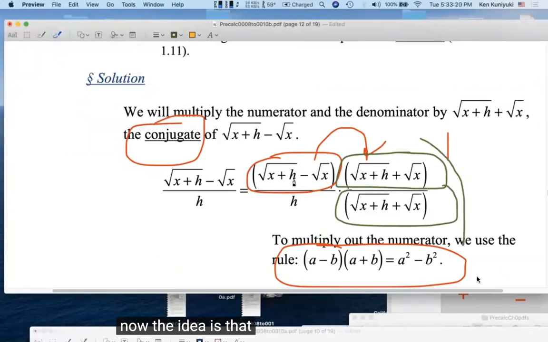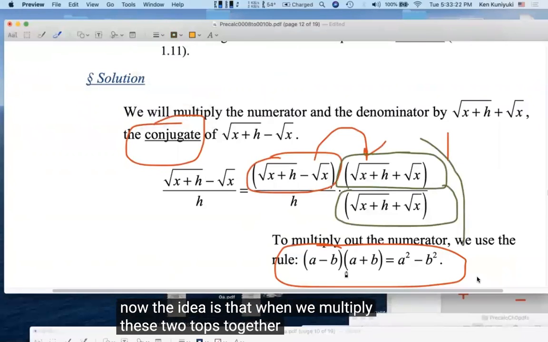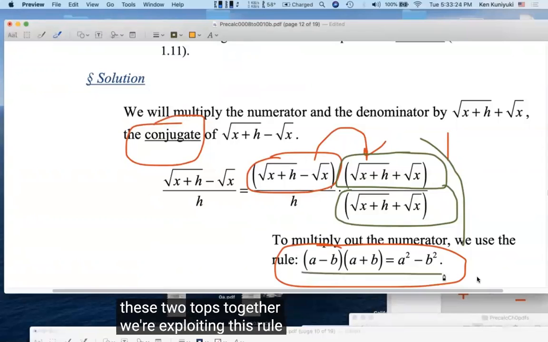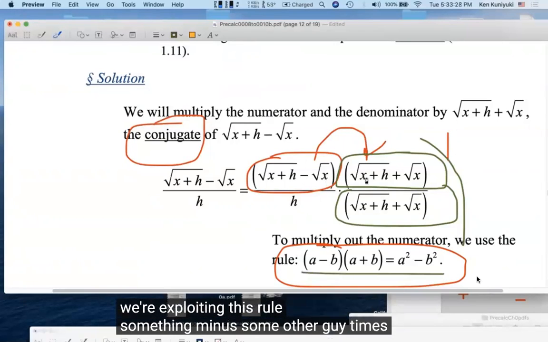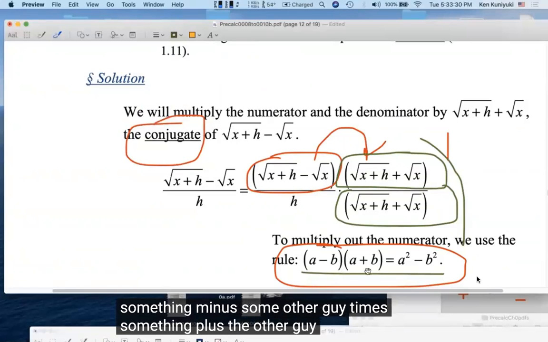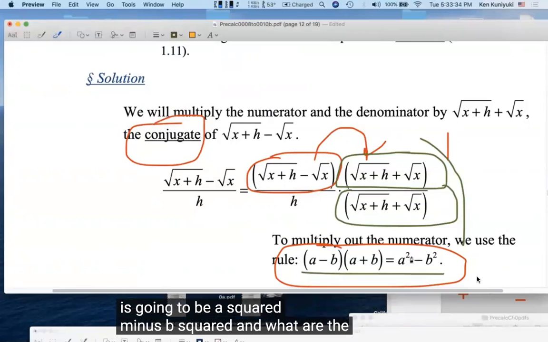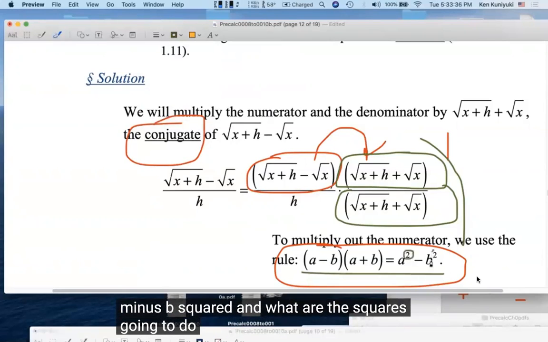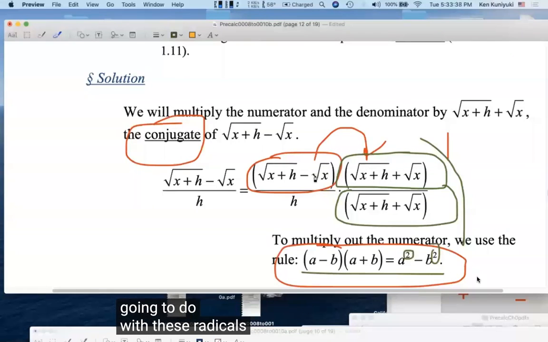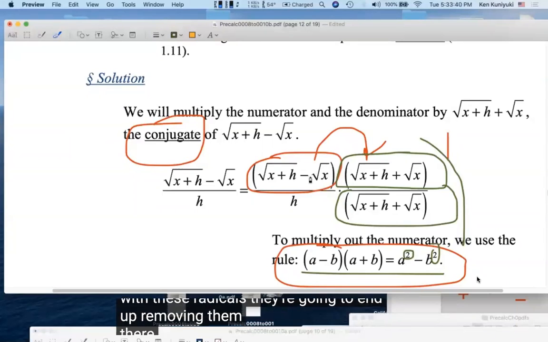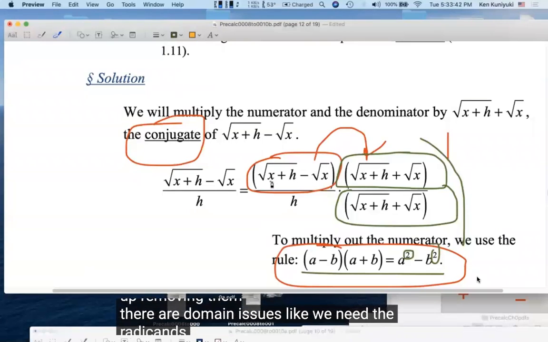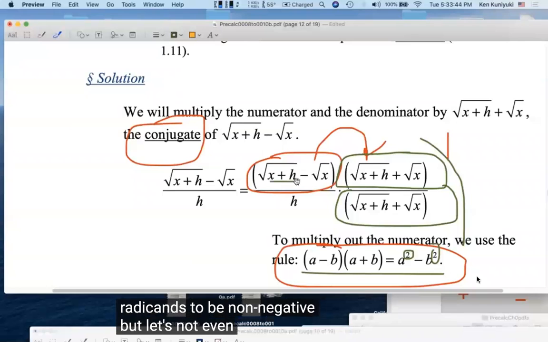Now the idea is that when we multiply these two tops together, we're exploiting this rule: something minus some other guy times something plus the other guy. The product is going to be a squared minus b squared. And what are the squares going to do with these radicals? They're going to end up removing them. There are domain issues, like we need the radicands to be non-negative, but let's not even go there right now.